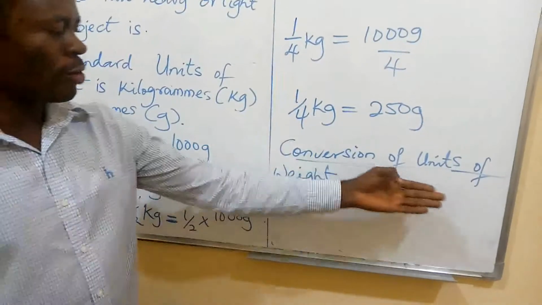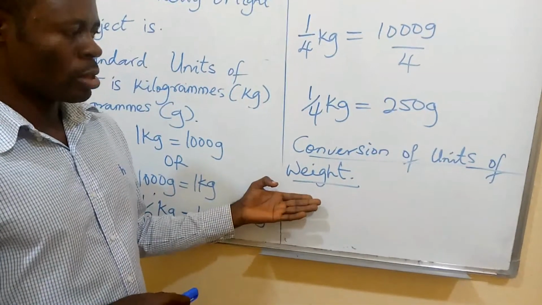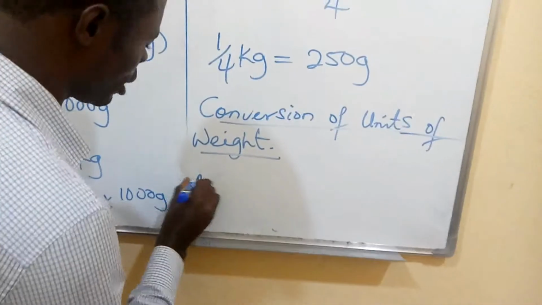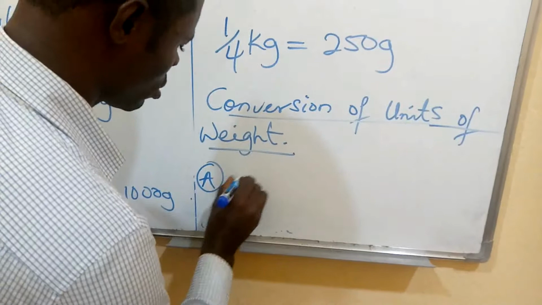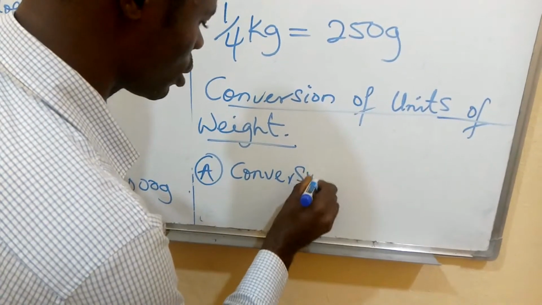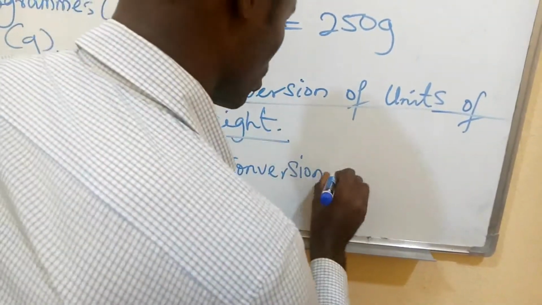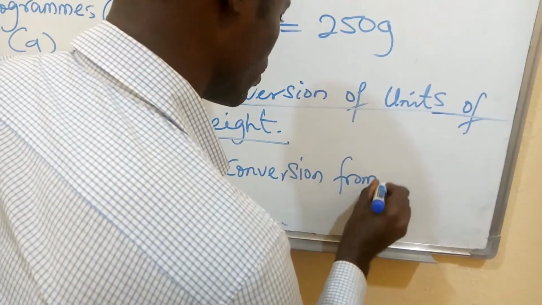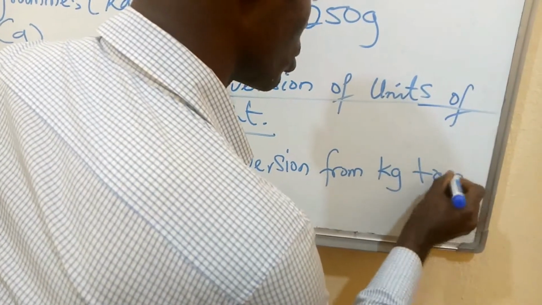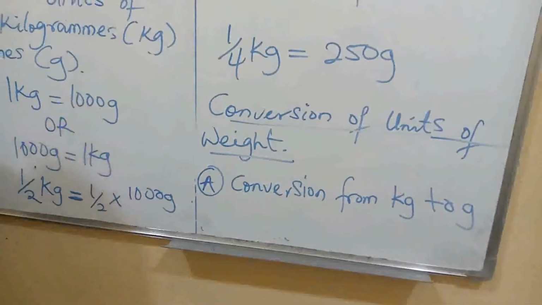Under conversion of units of weight, we are going to start with a conversion from kilograms, that is kg, to grams. Conversion from kilograms to grams.